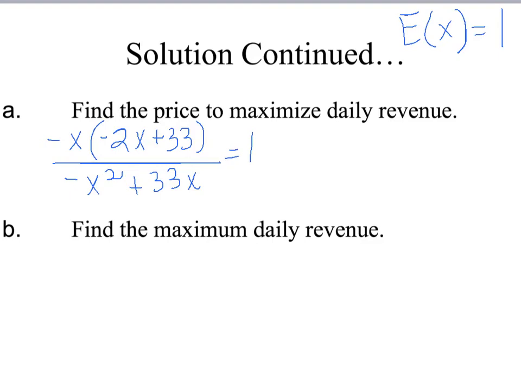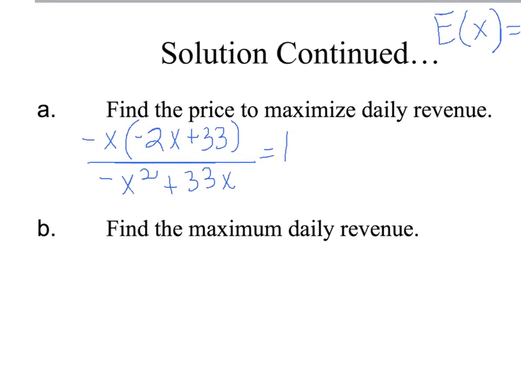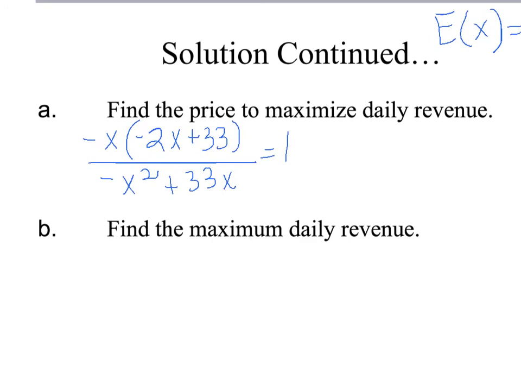Continuing, what's going to happen here is I recognize that I have a proportion, so I am actually going to do a little bit of distributing across the top, and after I distribute, I will see that I end up with 2x squared minus 33x, and I'm going to go ahead and set that equal to, because I know at this point I could go ahead and do my cross multiplication, negative x squared plus 33x.